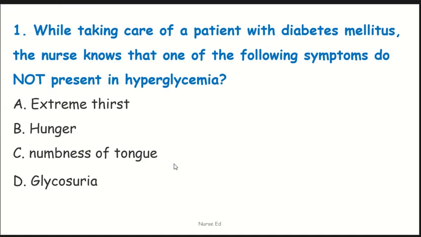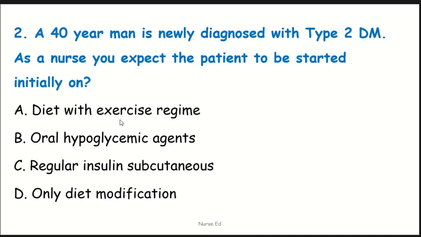So, the first question is, while taking care of a patient with diabetes mellitus, the nurse knows that one of the following symptoms does not present in hyperglycemia. Option A, extreme thirst. Option B, hunger. Option C, numbness of the tongue. Option D, glycosuria. And the answer is numbness of the tongue. You know that numbness of the tongue and slurring of speech is associated with hypoglycemia. Remaining are all the features of hyperglycemia.